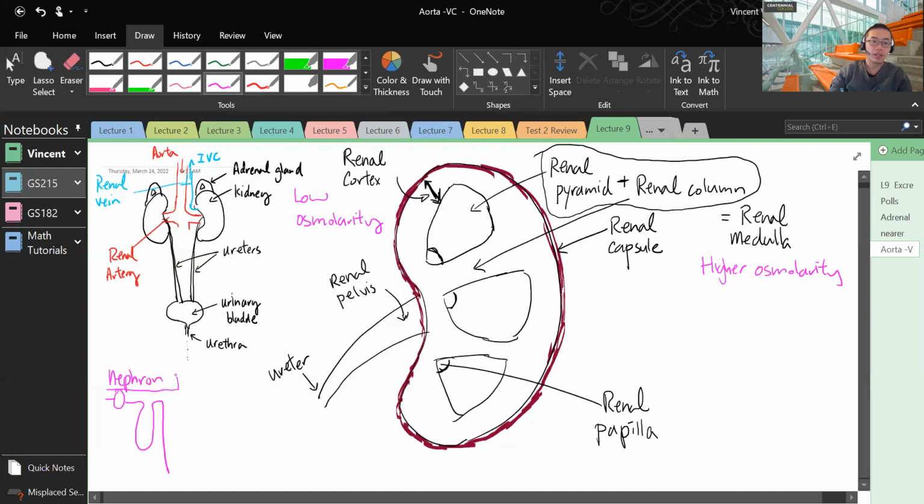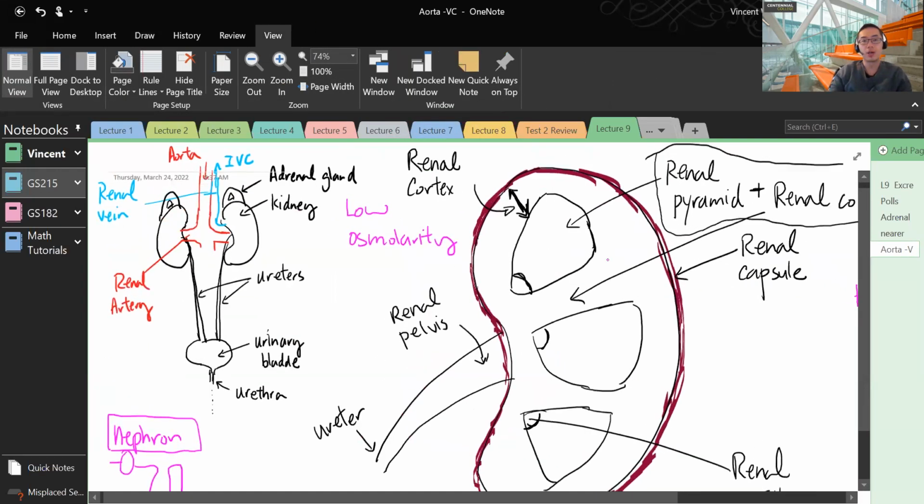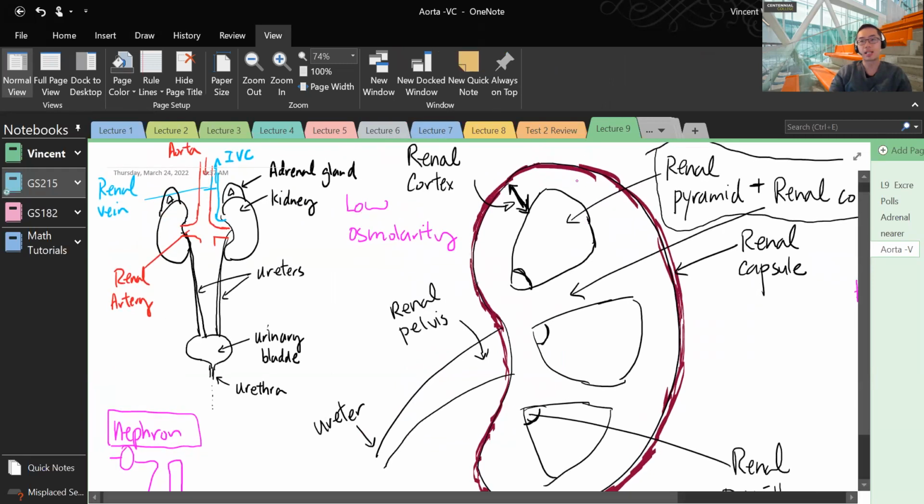So where are the nephrons? Well, the nephrons are all over the place here. And they are microscopic. So you basically won't be able to see it if you open up a kidney. You need a microscope for that. But I'm just going to draw one here to help you visualize. Okay, this is not to scale, right?